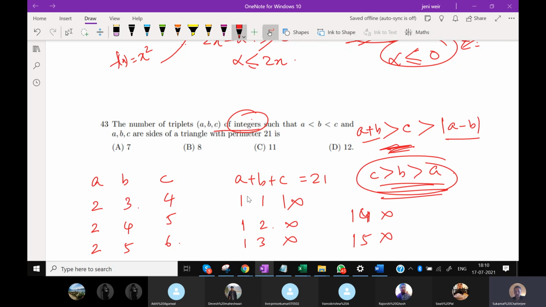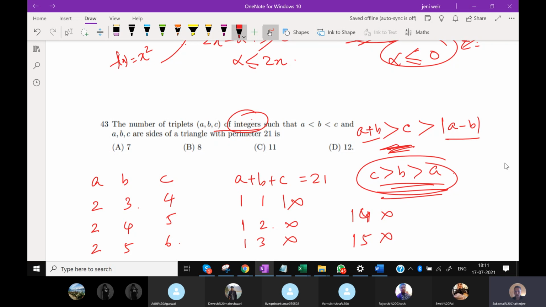That's why I found that if A is 1, regardless of whatever value B takes, C cannot take any value. So A cannot be equal to 1. So then I shifted A to 2. Now if A is 2 and B is 3, then C can only take 4. If B is 4, it can take 5 and so on, right?